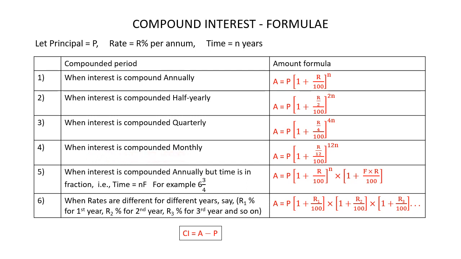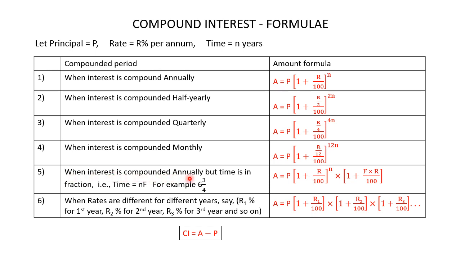When interest is compounded monthly. Now we know that in 1 year there are 12 months. So to find the rate of interest for each month, divide the annual rate of interest with 12. Also to find the number of months, multiply the time with 12. So when interest is compounded monthly, the formula to find the amount is A is equal to P multiplied by 1 plus R by 12 divided by 100 raised to the power 12N.